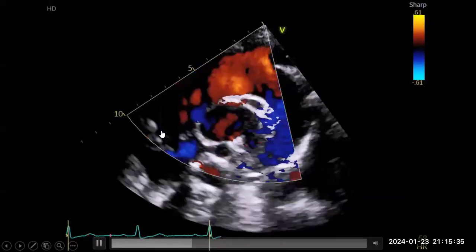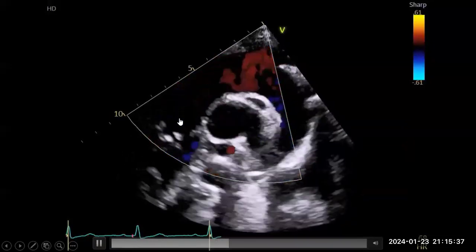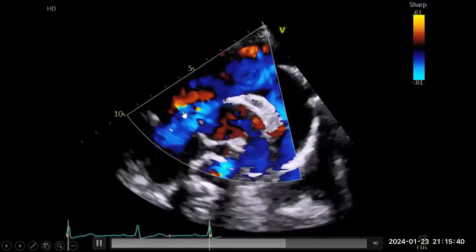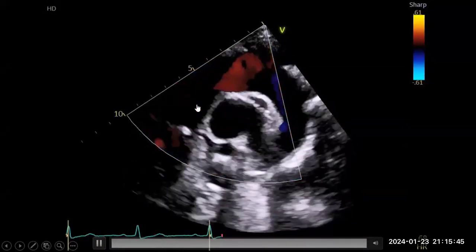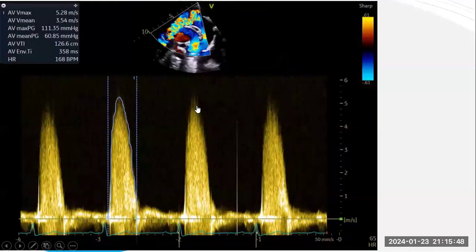Okay. You can see here now, again, how significant the flow acceleration and the turbulence are in the ascending aorta at the level of the aortic valve. Now, our technician just put the Doppler signal, and you can see how significant the jump in the gradient is. Now, the velocity is exceeding 5. You have a mean gradient of 60 and a max gradient of 111. So what is your diagnosis as a conclusion? Severe aortic stenosis.